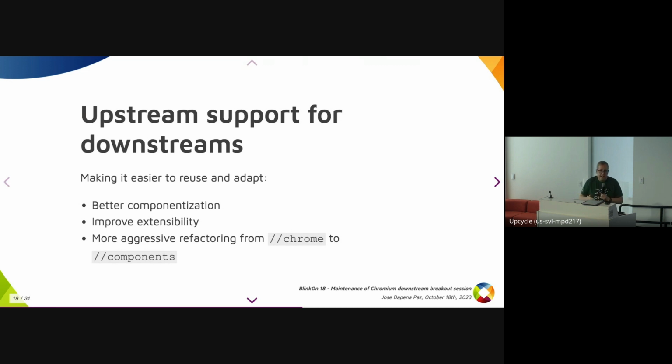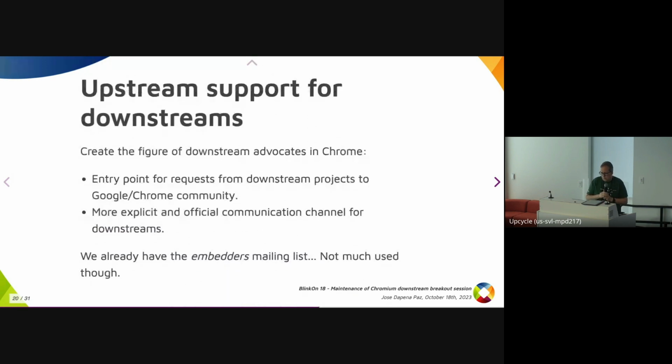Improving extensibility in general is better, like more abstractions for very specific adaptations. Another interesting one is more about how the community works, and there was the idea that it would be nice to have downstream advocates in the Chromium community project. Basically, the idea is having somebody adopt the role of upstream Chrome talking to downstream projects, a contact point where people can say, okay, we are having this problem, how could things improve?